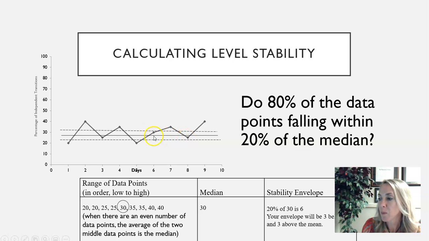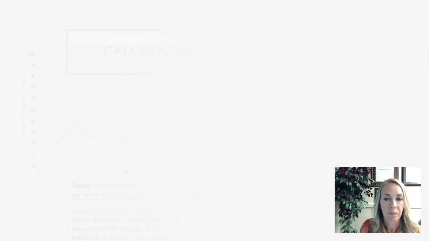And here we have about what? 1, 2, 3 out of 9. So that's 1/3. That is variable data. That is not stable. So we would need to continue this condition until we were able to find the confounding variable that is causing this instability.